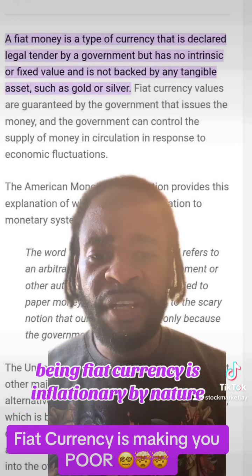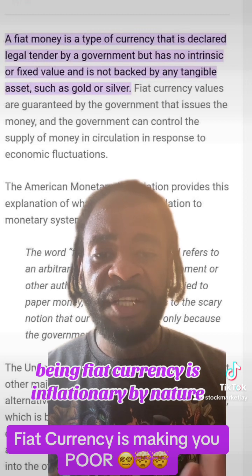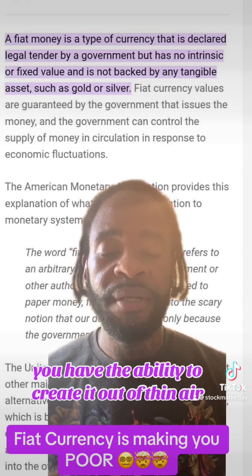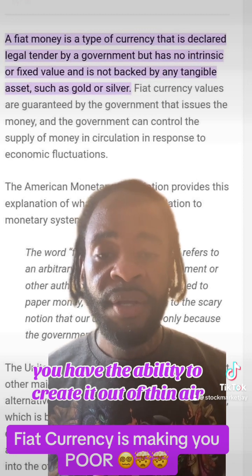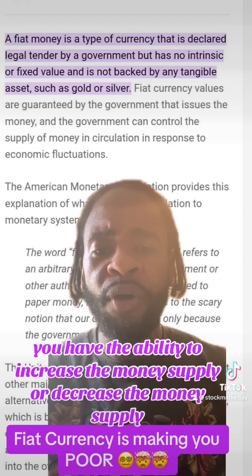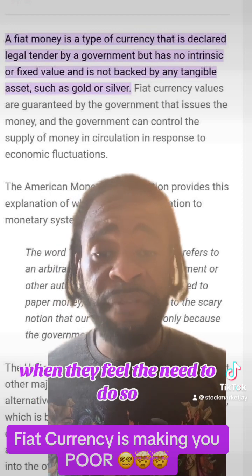The dollar being fiat currency is inflationary by nature. The dollar is essentially debt, right? You have the ability to create it out of thin air. You have the ability to increase the money supply or decrease the money supply when they feel the need to do so.